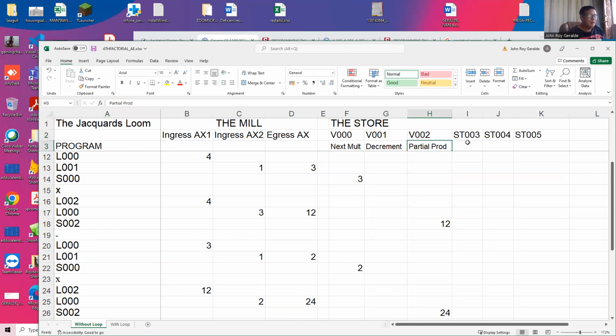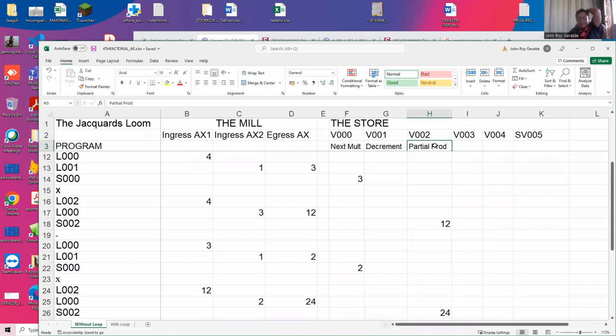Because we'll follow the convention established by Ada Lovelace. I'll upload that anyway, no? I'll update the file there. Okay. So anyway, here are the values, no? V00 is used as the next multiplier. V001 is used as the constant decrement of 1. Do you follow? And V002 is the partial product.